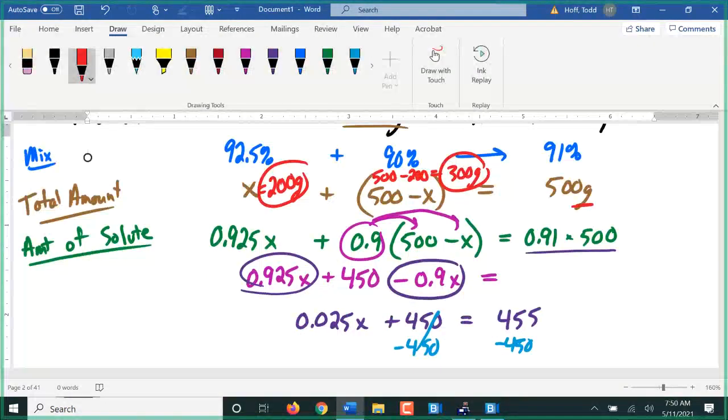So the technical answer here is 200 grams of the sterling silver, the 92.5%, and 300 grams of the 90% silver.